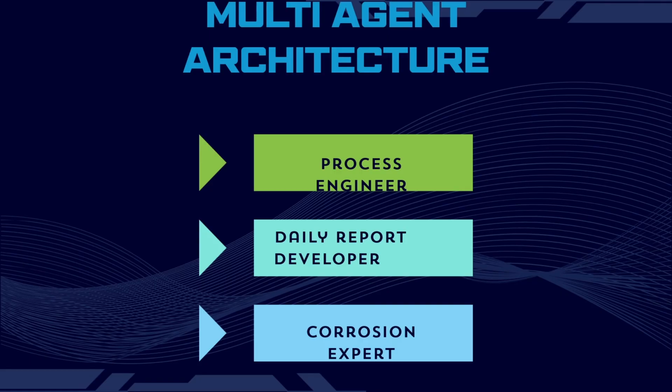I have not discussed the result of the multi-agent architecture here. It's there in the notebook. Basically, it provides a report. The report is mainly about how the process can be improved further if the RL agent is going in the right direction. The daily report developer creates an end-to-end unit report. The corrosion expert talks about overhead corrosion.